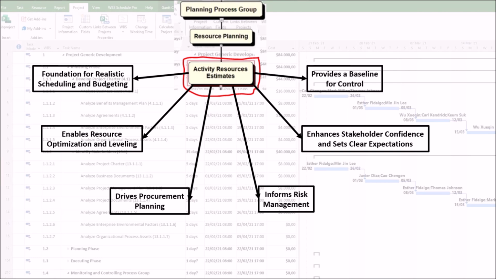6. Provides a baseline for control. You cannot control what you have not planned. The resource estimates become part of your performance measurement baseline. During project execution, you can compare actual resource usage, such as hours and materials consumed, against the plan to identify variances and take corrective action.